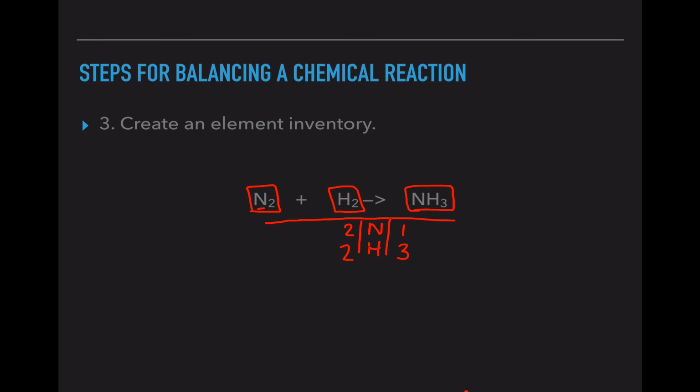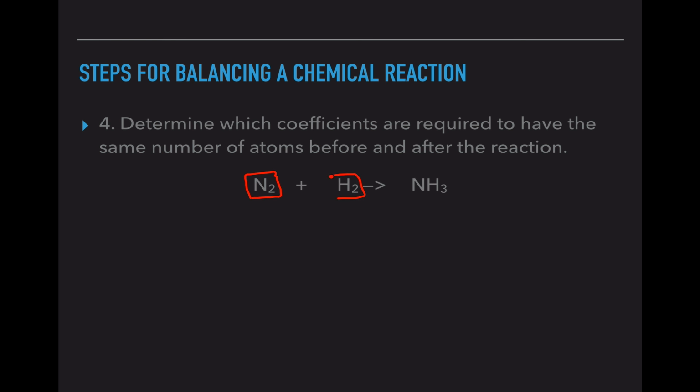And now that we have our element inventory created, we're going to move on to the next step. So a quick reminder, boxes to remind us we cannot change anything inside. T-chart with our elements listed directly below the arrow. 2 N's and 2 H's, 1 N and 3 H's.